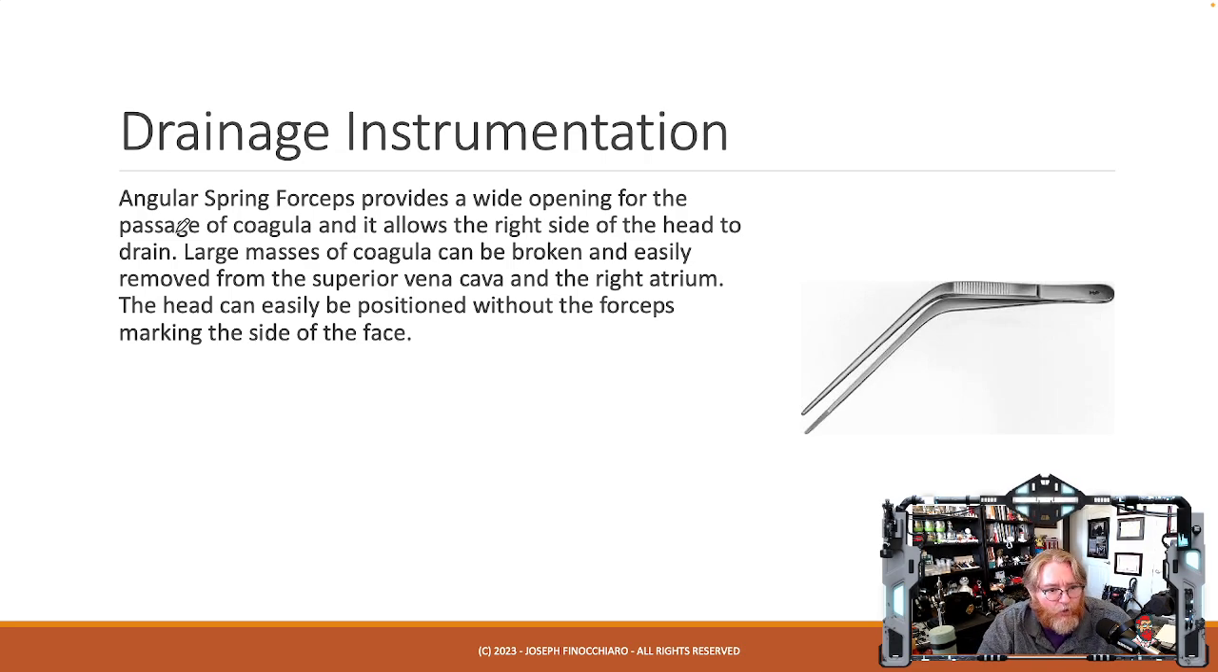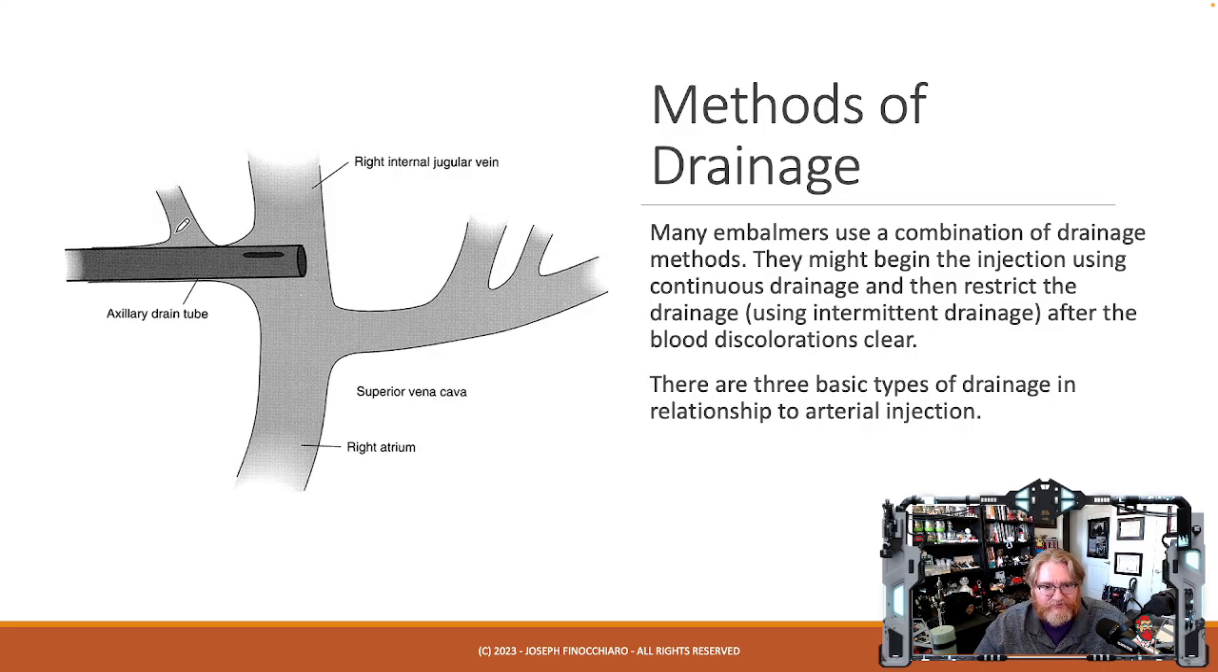It provides a wide opening for the passage of coagula, and above all else, this allows you to grab coagula. So you can grab it, you can pull it, and yank it right out. And you can position the head of the forceps away from the face so you don't mark tissue. With a drain tube, depending on how far you have it in or that particular body, it may be brushing up against some place that you don't want, and it'll mark the face.